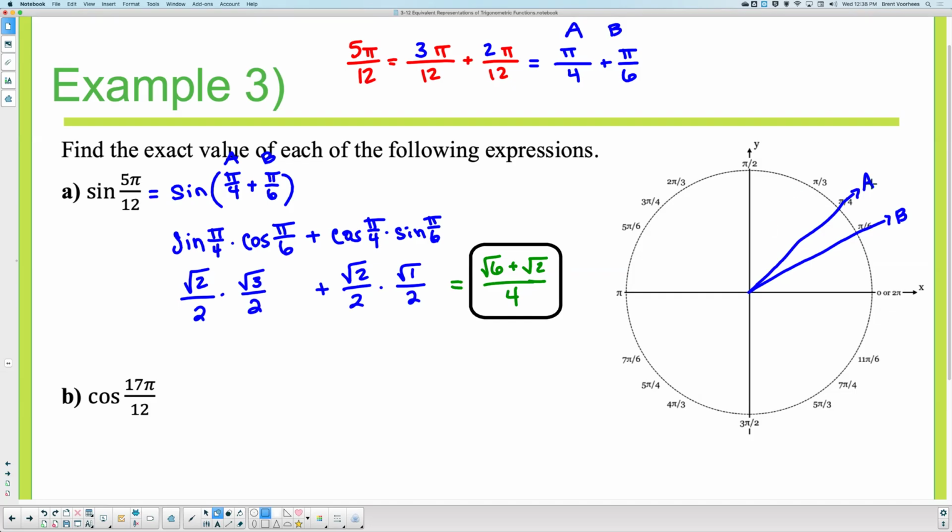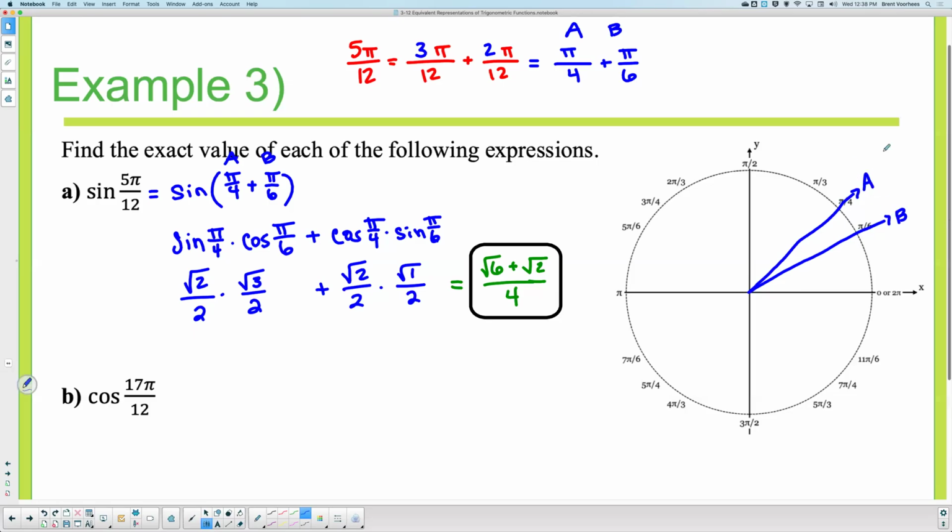Yep. Now, the one thing I did not talk about on this that you would need to identify for A and B, tell me about the x's. Were the x's positive or negative for A? Positive. What about for B? Are my x's positive or negative? Positive. What about my y's?